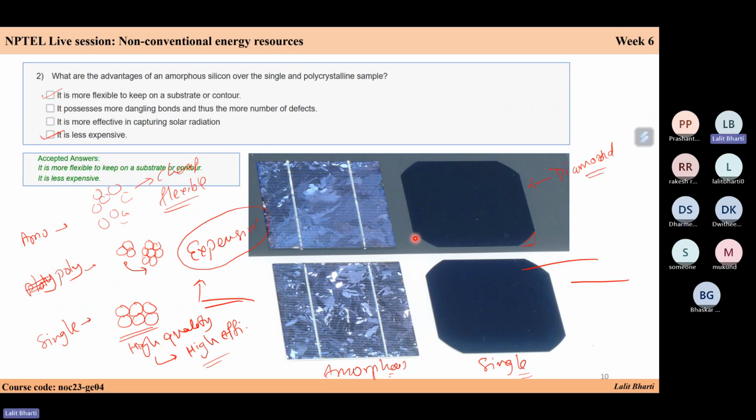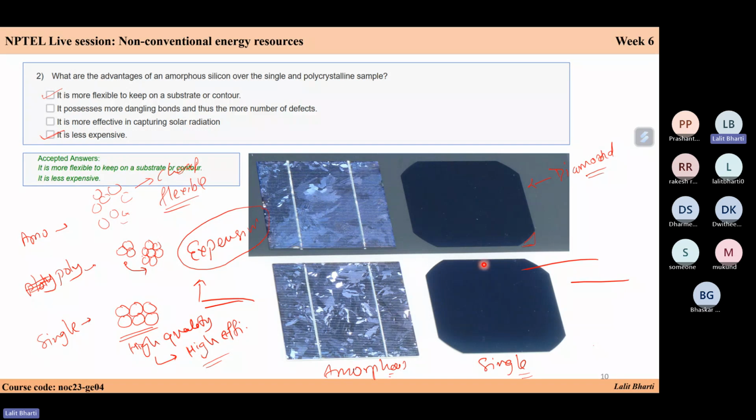Because for amorphous, we can make it in any form. So you can directly make it in a square or rectangular form, but it is not possible for single crystalline, because you always have it in the form of a disc. So you need to cut it to maximize the surface area and utilize the maximum portion of your solar panel. So next time, if you see this kind of cutouts, that is clearly a single crystalline solar cell.